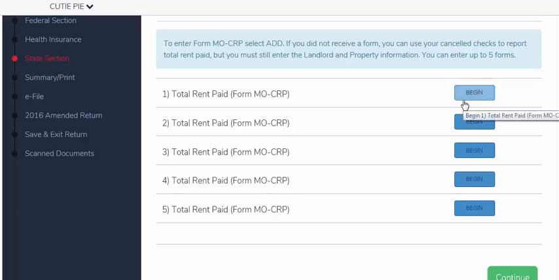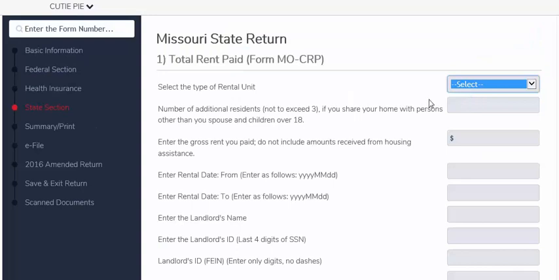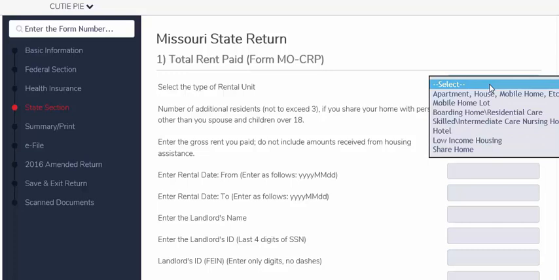So here we're going to enter total rent paid from form Missouri CRP. We're going to select the type of the rental unit. So we typically think of a house being the type of rental unit that we're going to have, but it could be a mobile home. A person could just rent a mobile home lot and have their own mobile home on it, in which case you kind of have to split this up. If they lived in a boarding home, so maybe they just rented a room. If they lived in a nursing care unit or a hotel, other low-income housing, or they share a home, any of these things could apply.